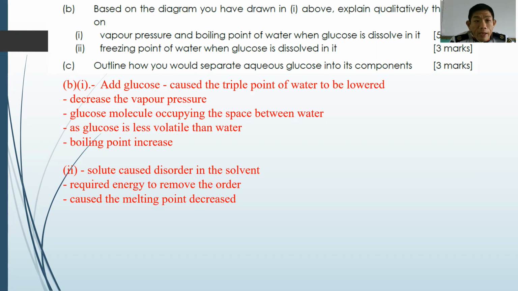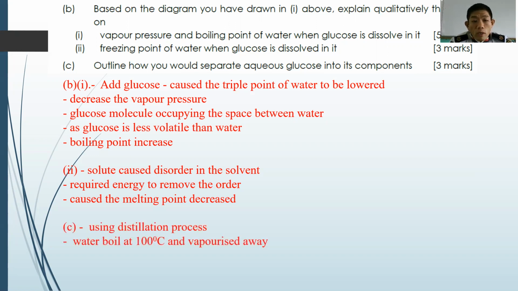Okay, and then for C, outline how you would separate the aqueous solution into its components. So you have to use a distillation process where you boil the water at 100 degrees Celsius and it vaporizes away. So the remaining substance in here is then dried. Okay, it's crystallized under saturated condition. So that is how you will separate glucose from water. Okay, so with that, that is how you answer essay question number 3.